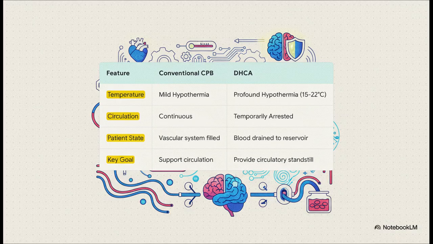So here's the crucial difference. While DHCA and conventional bypass use the same basic machine, their goals are completely different. In a standard bypass case, our goal is continuous perfusion. In DHCA, our goal is to create a safe period of no perfusion. This puts the brain at a huge risk and requires incredibly careful temperature management, which really sets the stage for the kinds of high-stakes emergencies we're going to talk about next.